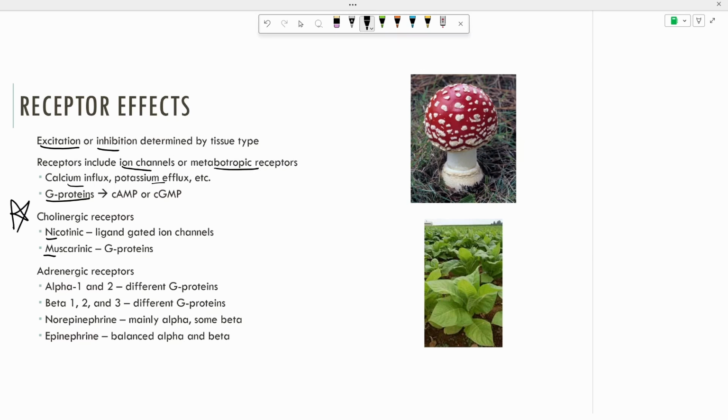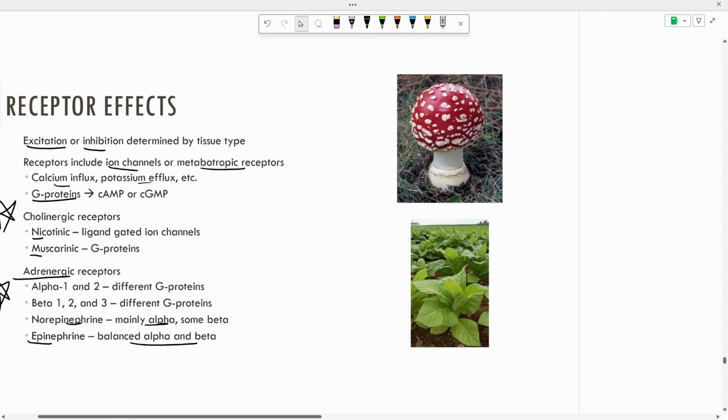You don't have to know that in much detail, but you do have to know that nicotinic and muscarinic are cholinergic. We have our adrenergic receptors, again, your alphas and betas. Norepinephrine is mainly going to bind to alpha receptors. Epinephrine is kind of balanced between alphas and betas. When we get to the cardiovascular, we're going to talk about this a lot and how we alter our blood vessel diameter, how we shunt blood, all that stuff comes with epi and norepi. So we'll deal with all that later on.